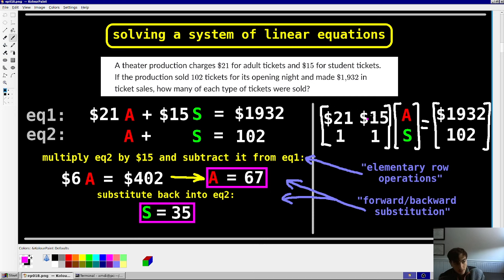Alternately, you can form this as a matrix problem, like this on the right-hand side here. This big 2x2 matrix is the coefficient matrix, so you have 21, 15, 1, 1 as elements. You have your unknown vector, and then you have the right-hand side known from the equations. Ultimately, the same approach is valid for these matrix problems as well. We just refer to these things a little bit differently. We call this kind of operation an elementary row operation, and we refer to this plug and chug as forward and backward substitution. We'll talk about those more in a few minutes.